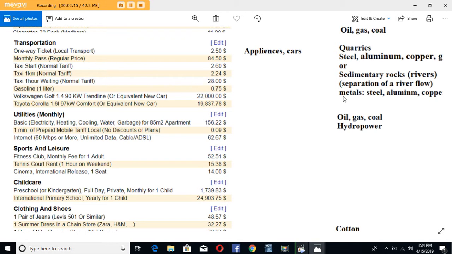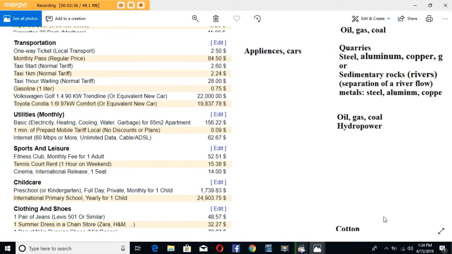The fourth items are utilities. They include electricity, heating, cooling, telecommunication, water and garbage. The main raw materials for electricity and heating are oil, gas and coal. Alternative methods include wind towers, solar systems and hydropower.